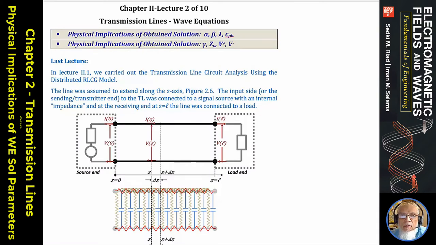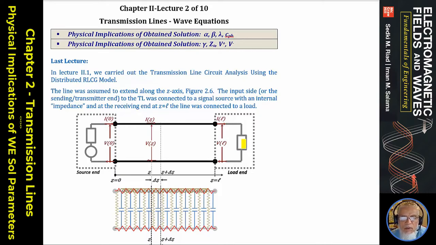Hello, this is Lecture 2, Chapter 2, Transmission Lines Wave Equations. In the first lecture, we considered a transmission line, a pair of conductors, with a source at one end and a load at another end, and supposedly we are sending a signal from the source to the load.